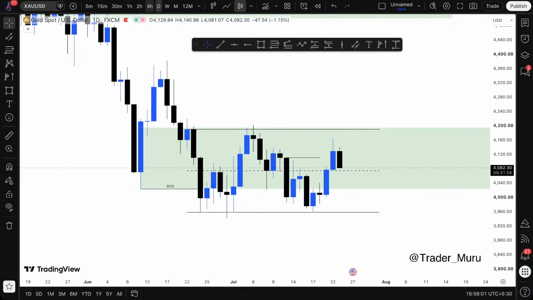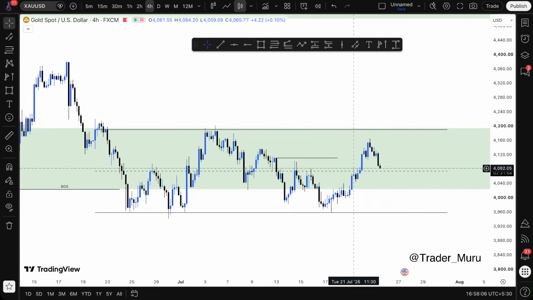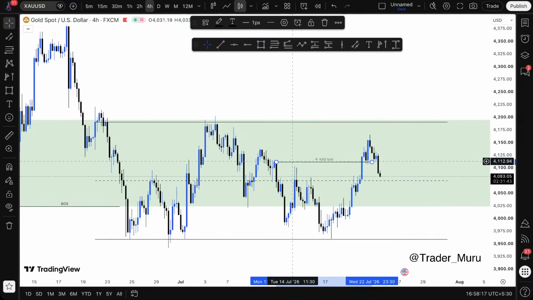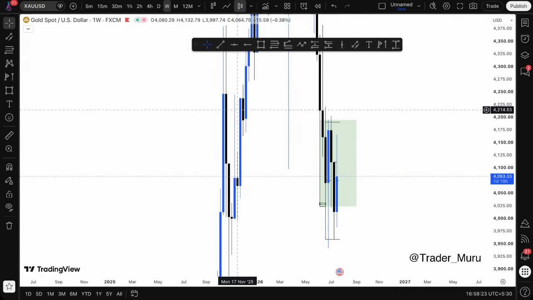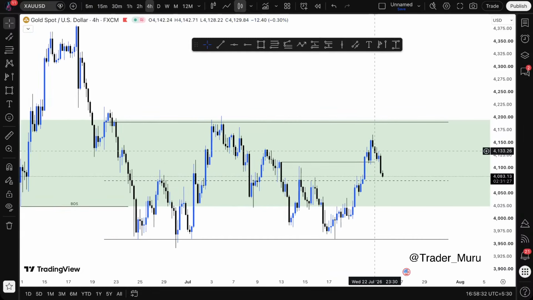Now let's see 4 hour. Yesterday we were talking about how this area will act as support and price will start pumping. But price started pumping from this level. This was our weekly high, this high, the previous week high. So price just pumped above it, retested it, and pumped again. But now price is below it.